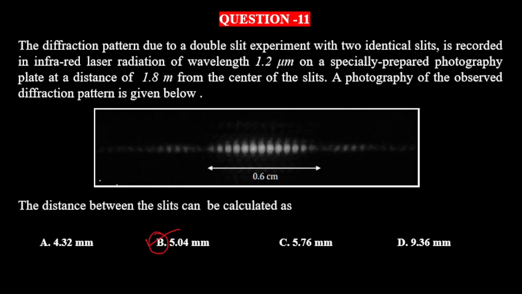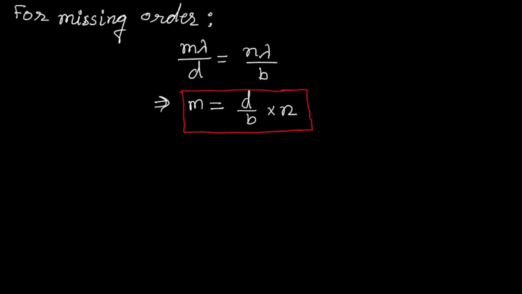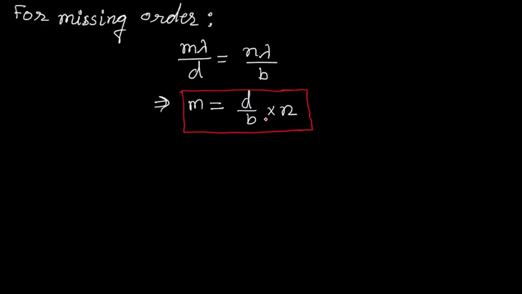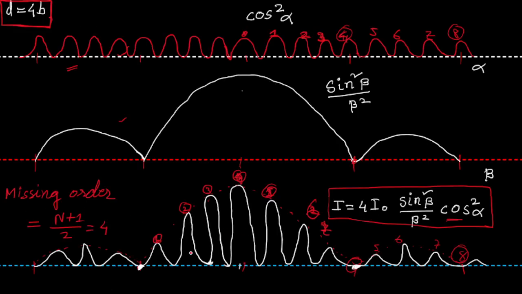For this type of problem, you have to use the concept of missing order. And what is the concept of missing order? That the nth order interference maxima and the nth order diffraction minima must occur at the same position. And from there you can see that the missing order will be an integer multiple of the ratio of slit separation and slit width. So once you know this d divided by b, you can calculate the missing order, or this missing order if the examiner gives the diffraction pattern. By counting the interference maxima between two diffraction minima, you can calculate the missing order associated with this diffraction pattern.